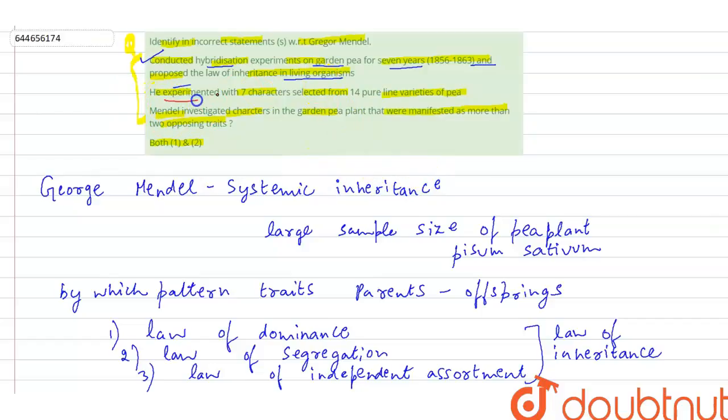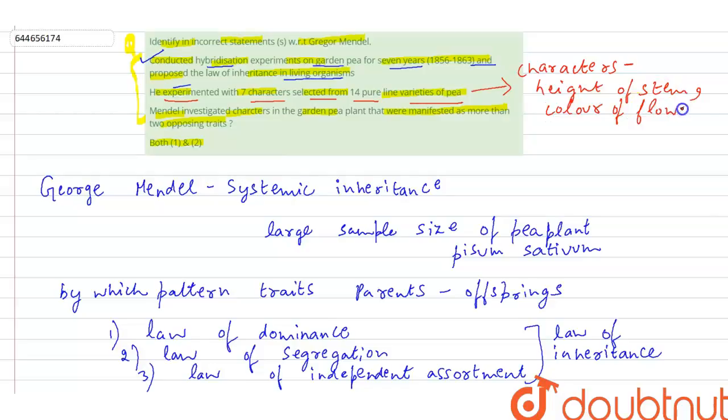The next we have is, he experimented with 7 characters selected from pure line varieties of pea. So the characters were pure and they were like the height of stem, color of the flower, etc. So these were the traits which were taken into consideration by Mendel. So this is also the correct statement, and there were 14 pure line varieties of pea and 7 characters were selected.